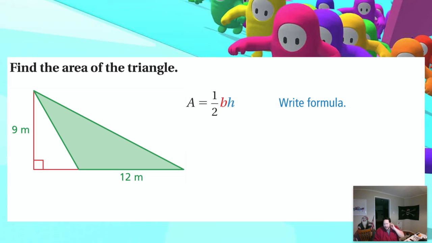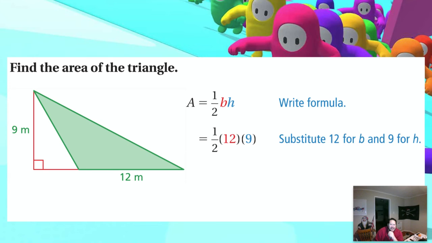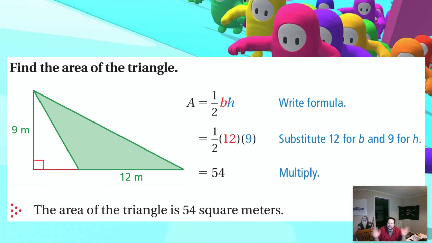Okay, so it's good to rewrite the formula again. The base in this case is 12. The height in this case is 9, so you substitute 12 and 9 for the base and height. And then you just multiply. Half of 12 is 6, so 6 times 9 is 54. Or you can do 12 times 9 is 108. Cut it in half, 54. Or you can even do half of 9, which is 4.5 times 12 would be 54. Any order you want to multiply them gives you the same answer. So there you go. The area of the triangle is 54 square meters.